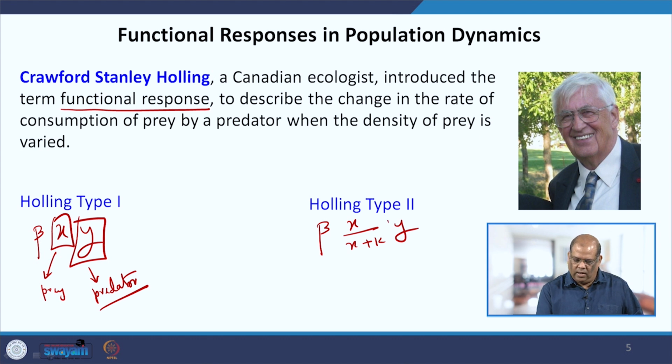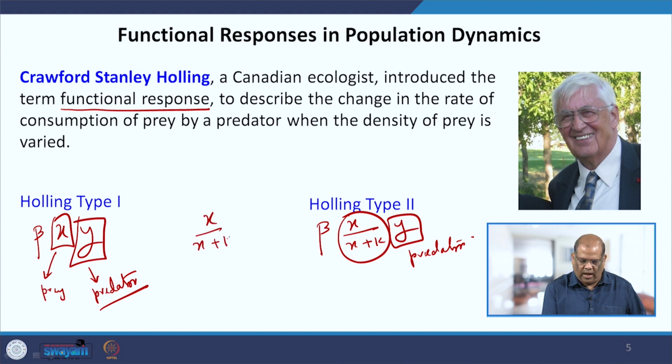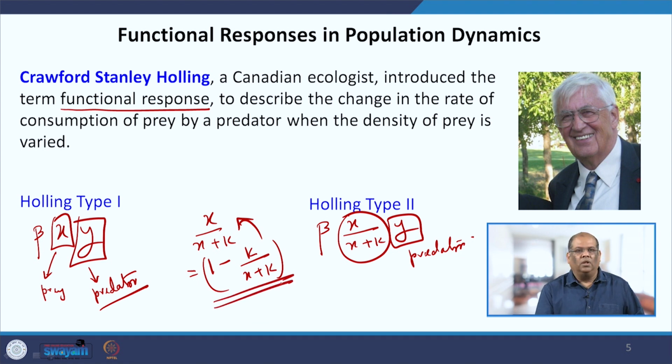Now, we generally take this kind of function when the predator does not have access to the whole of the prey. It has access only to a fraction of the prey. For example, if I take this x by x plus k, I can write it as 1 minus k by x plus k. If you simplify this, you get this one. As you can see, it is a fraction of the prey that is accessible to the predator if I multiply it by y.